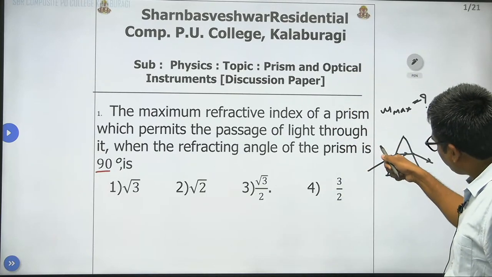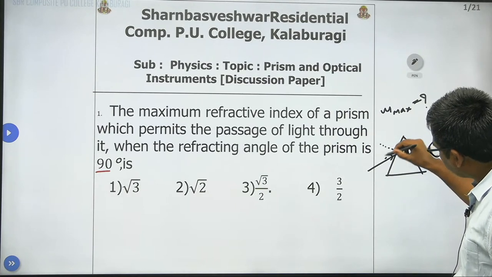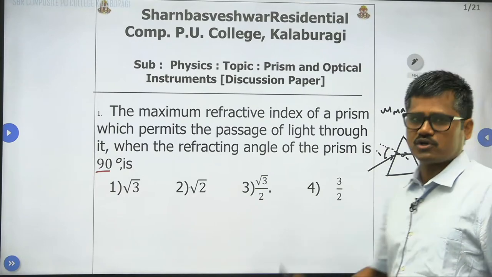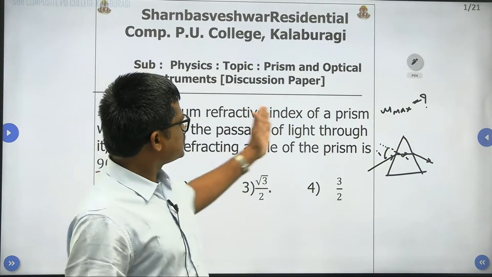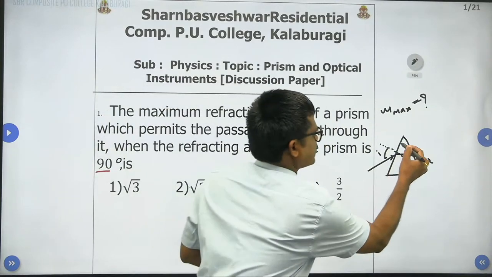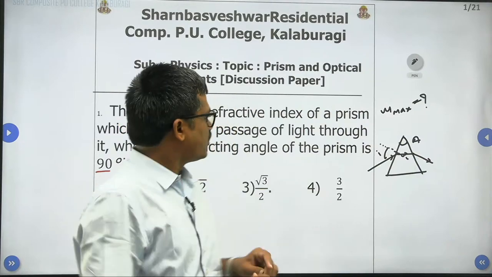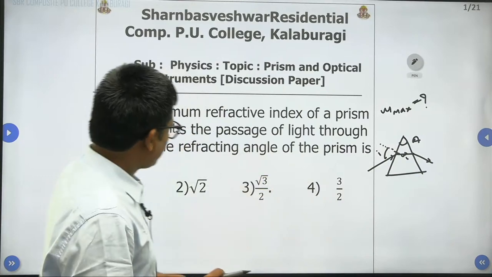Independent of whatever may be the angle of incidence, the light ray should pass through the prism. So in that way, what should be the relation between the angle of prism and critical angle? Okay, they are actually asking the maximum refractive index. Now we will go for it.